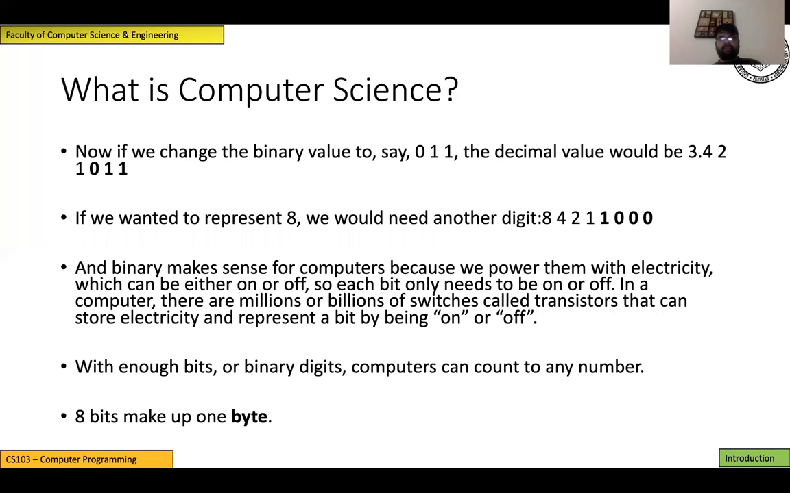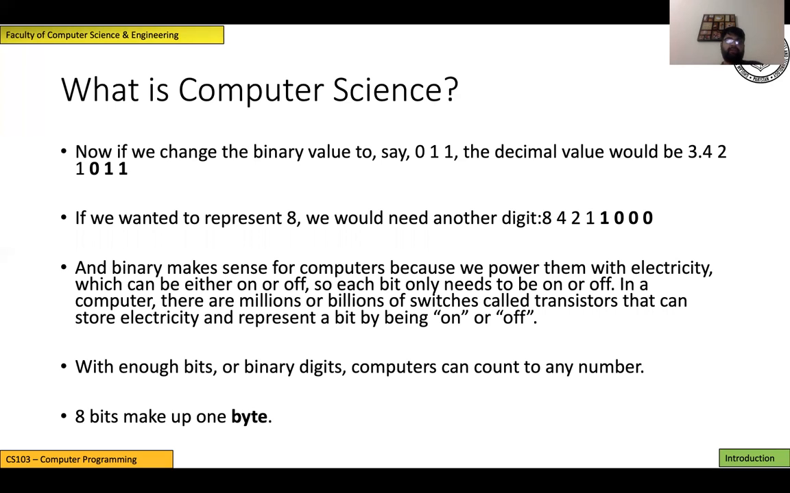So binary makes sense for computers because we can power them with electricity, which can either be on or off, so each bit only needs to be on or off. You can store them in a certain state. That state represents 0 or 1, being on or off. Typically in a computer, there are millions or even billions of switches called transistors that can store electricity and represent a bit by being on or off. With enough bits, or binary digits, computers can count to almost any number.